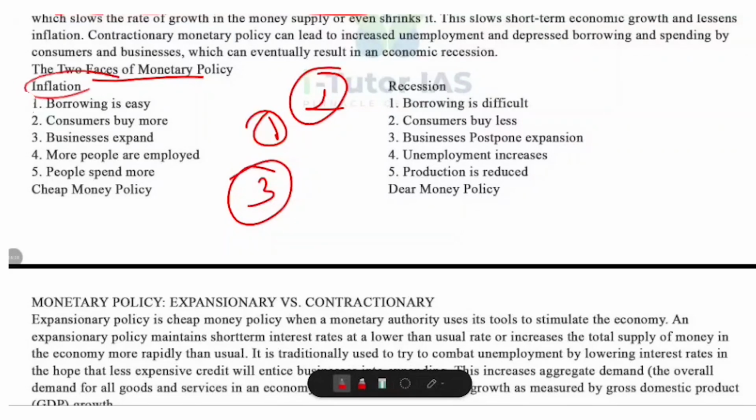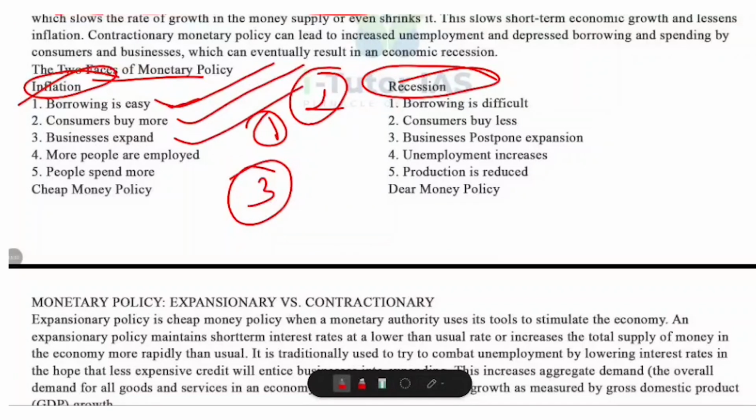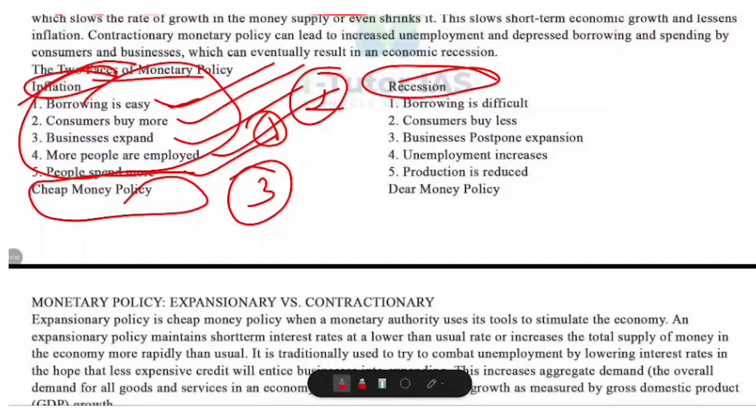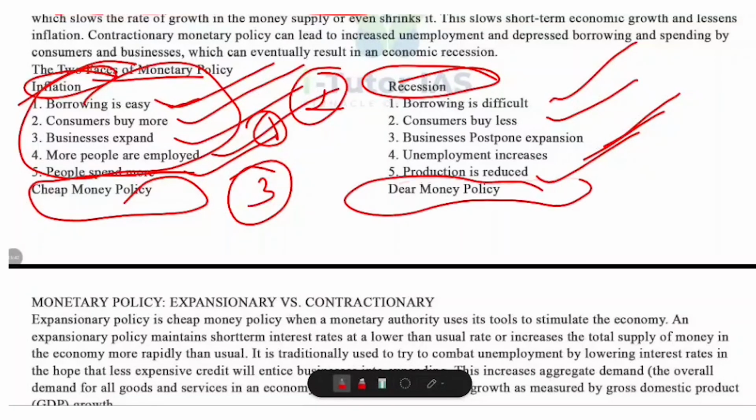So during recession, what happens? Borrowing is easy, consumers buy more, businesses expand, more people are employed, people spend more, and in that situation we use a cheap money policy. And during inflation, that is when borrowing is difficult, consumers buy less, businesses postpone expansion, unemployment increases, production is reduced, and in that case we use a dear money policy.